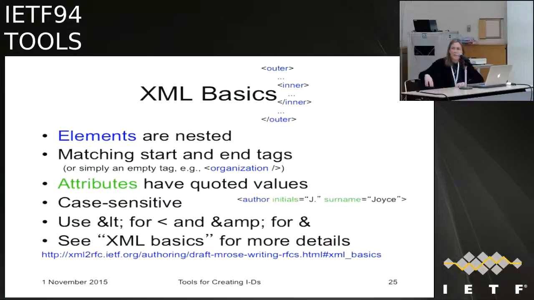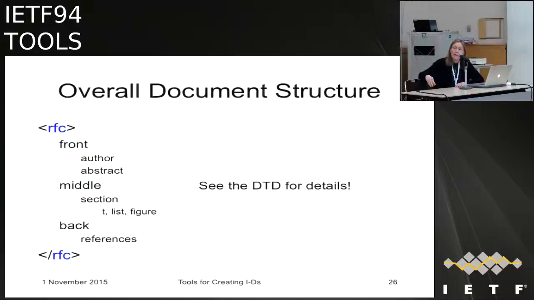So the document structure is basically a front, middle, and back. This slide doesn't have the open and close elements for each of those, but it's open front, open middle, close middle, etc. It's kind of counterintuitive in that the author information goes at the beginning of the XML file, and we're all used to seeing the author information at the end of the output, at the end of the internet draft.